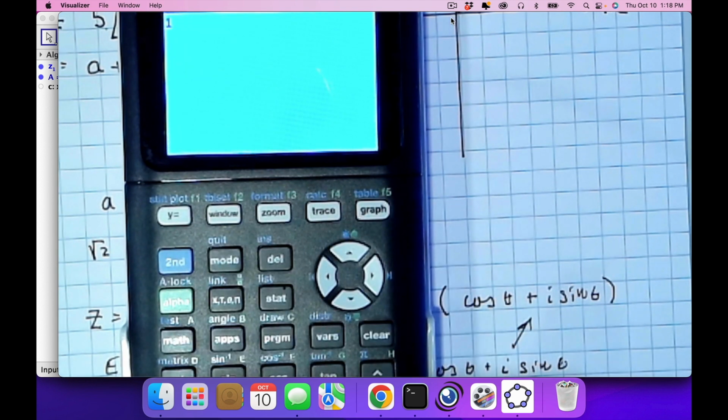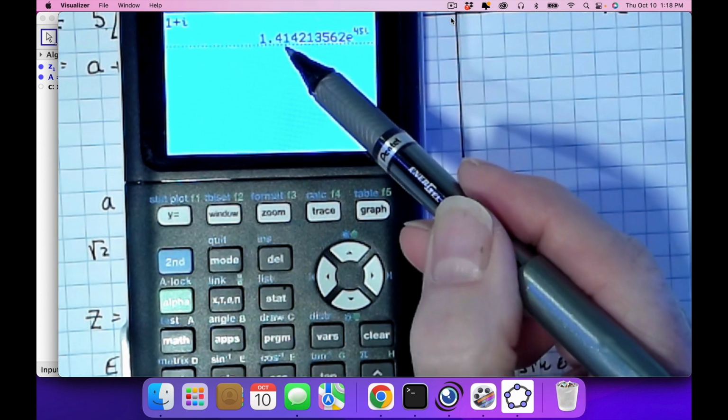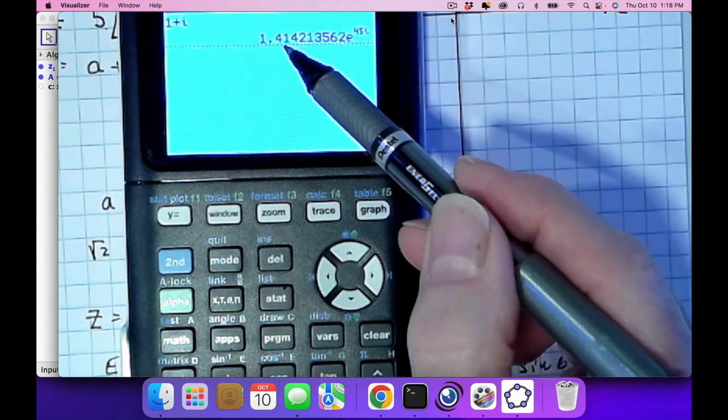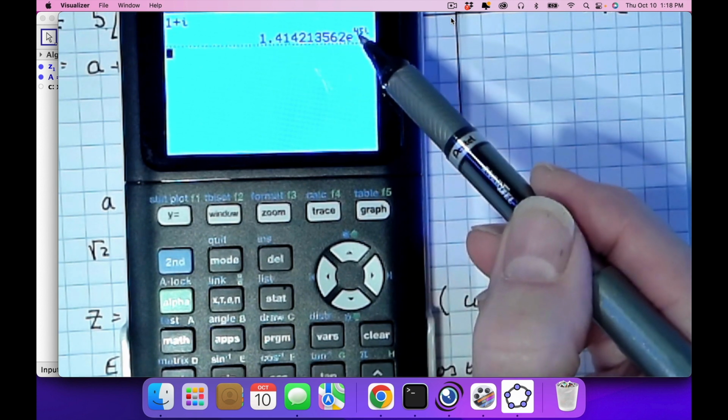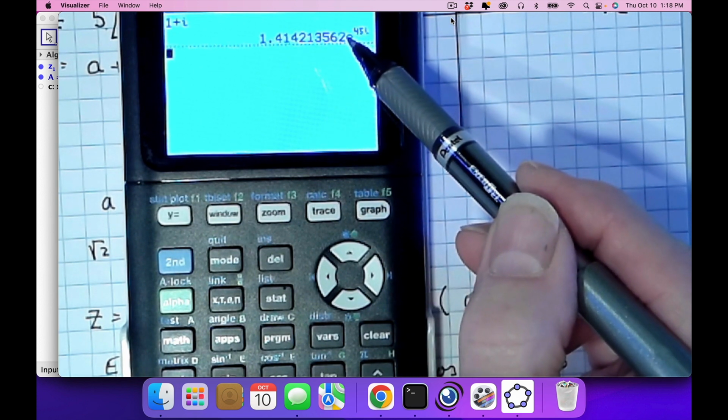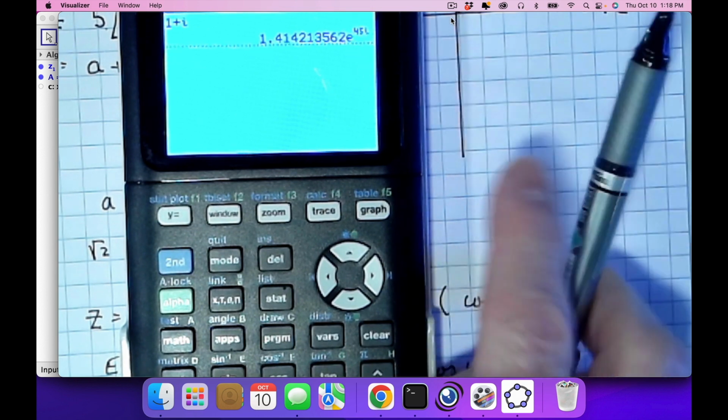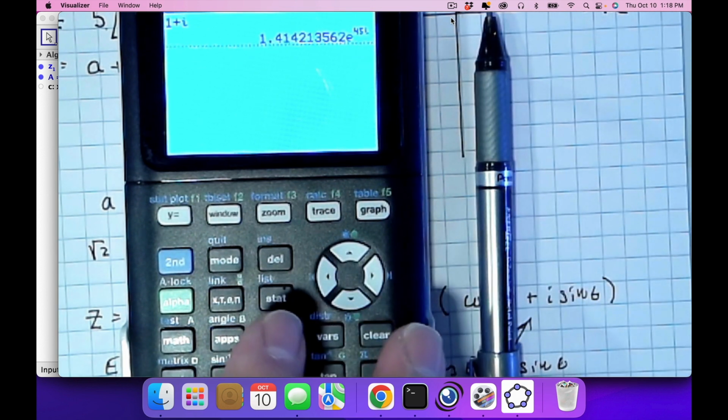Let's try it. 1 plus i, and hit enter. It's going to come back with square root of 2, which is 1.41, e to the 45 degrees. Now, we could have done it this way.